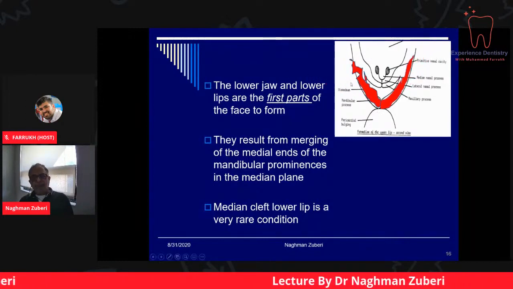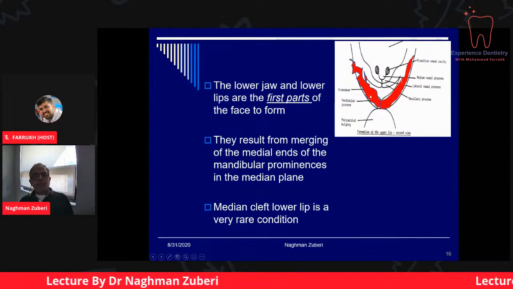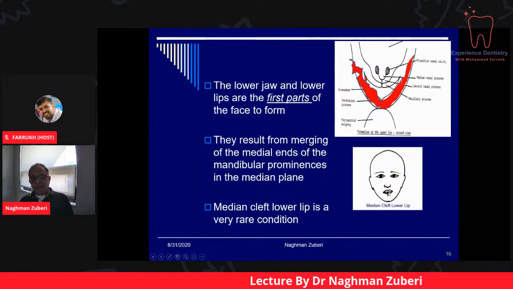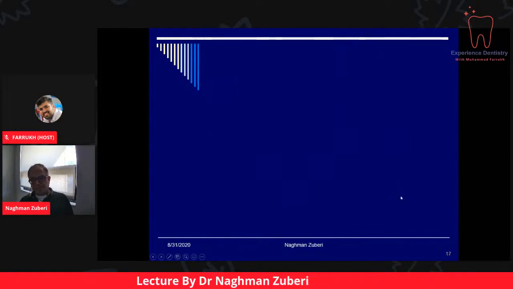So the mandibular prominences merge and form the lower lip and the lower jaw. This is how the median cleft lower lip may appear.